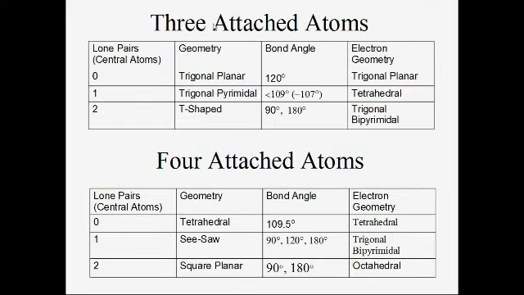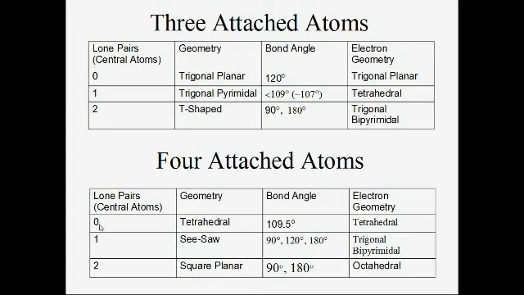These are coming from the right column. If we have three attached atoms, if we have no lone pairs, we're going to have a trigonal planar structure, bond angle 120 degrees. If we have one lone pair, we have a trigonal pyramidal structure. Bond angle will be less than 109 degrees. And if we have two lone pairs attached, we're going to end up with a T-shaped molecular geometry.